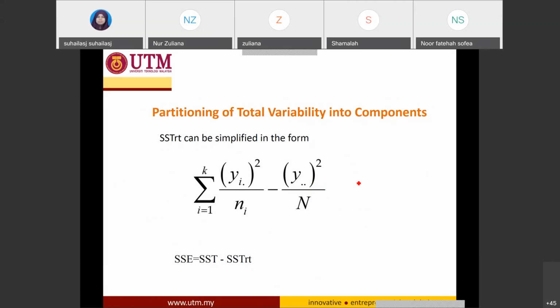So formula ada dalam list of table kamu tu, statistical table. Kalau kamu tengok bahagian analysis of variance, cuba buka kamu punya table. Okay, you can refer on page 4. So that is the formula. Okay, you will have sum square total, sum square treatment, and then the last one is your sum square error. Sum square error is just sum square total minus sum square treatment.